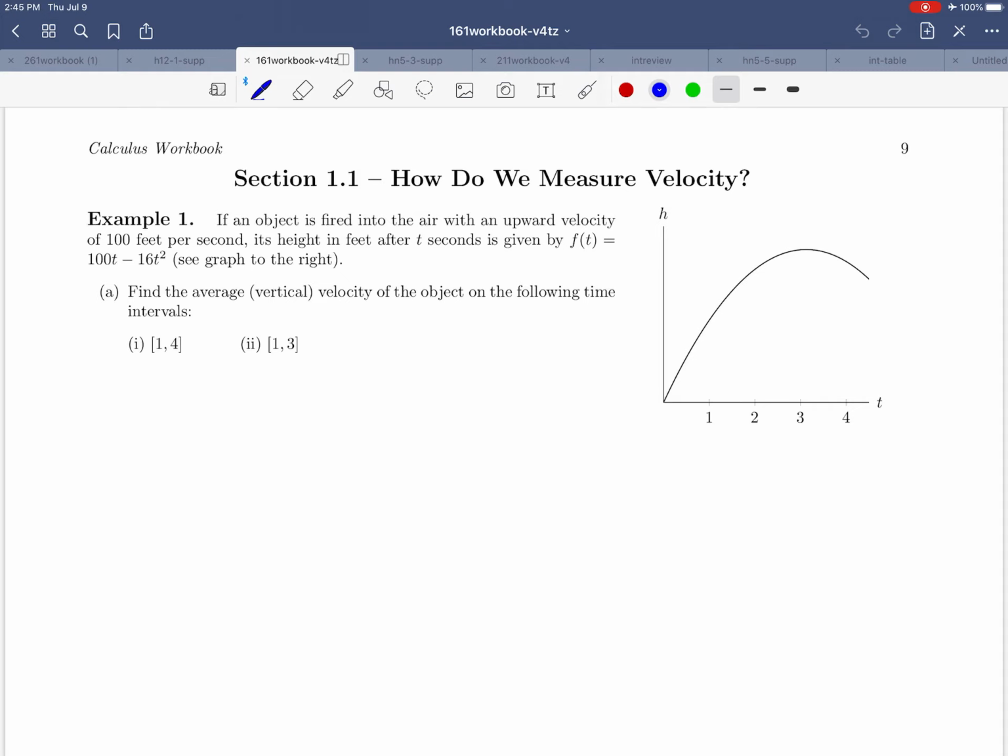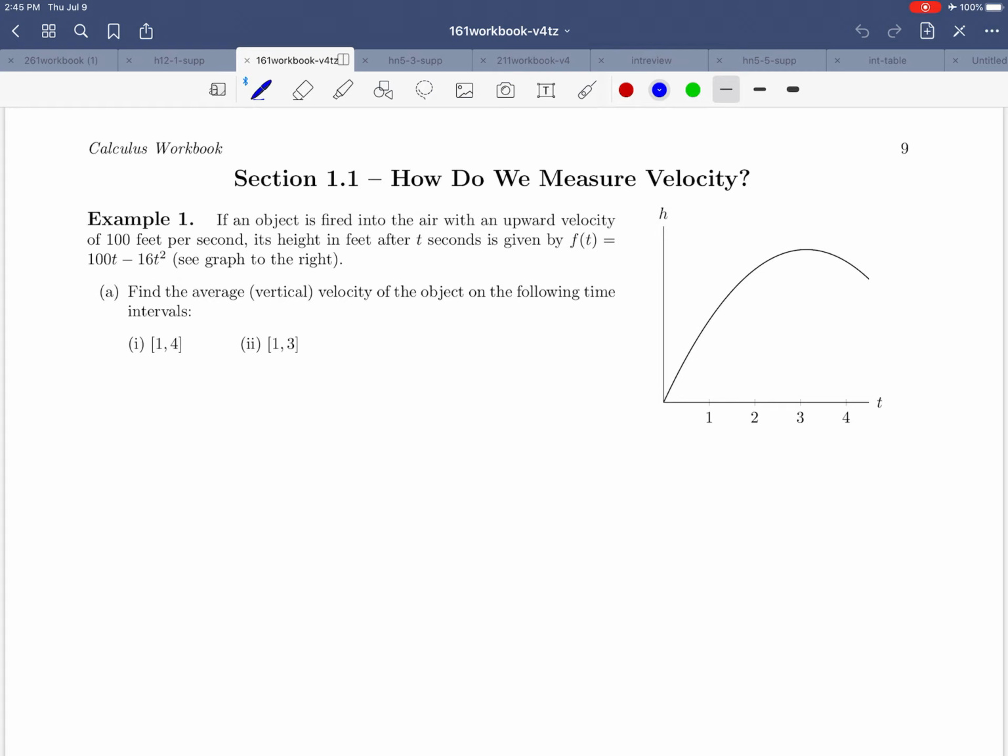And to help us investigate this question, we're going to look at an example. In example 1, we are going to look at an object that's fired into the air with an upward velocity of 100 feet per second. And its height in feet after t seconds is given by the function f of t equals 100t minus 16t squared.